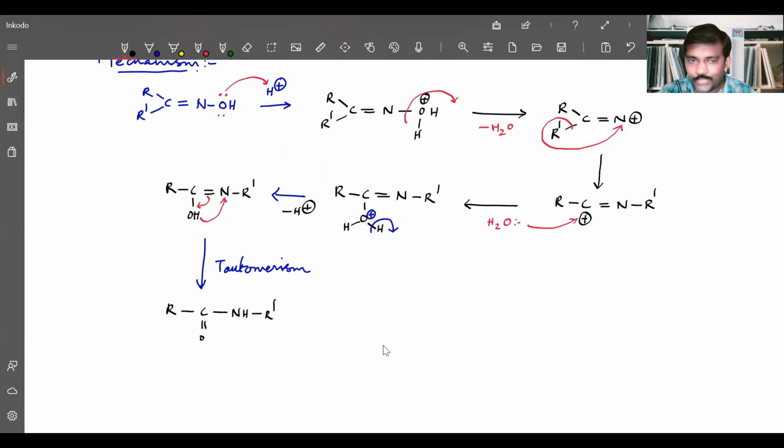Okay. So final product you got, and now you might have a doubt. What is the doubt? Which alkyl group I have to move? I have two different alkyl groups, R and R dash. So which alkyl group I have to move? For that also we have a small rule. A simple rule is there. So what is that rule?